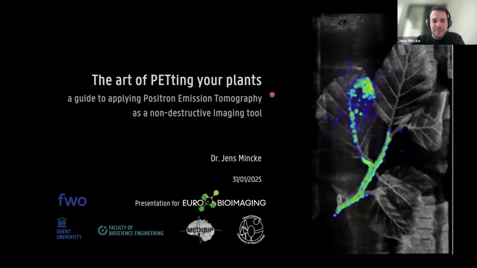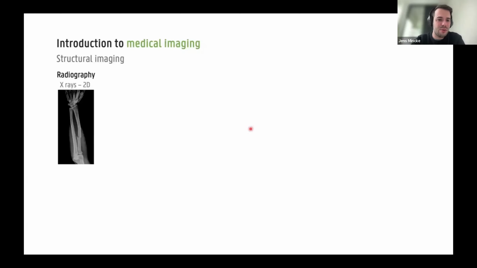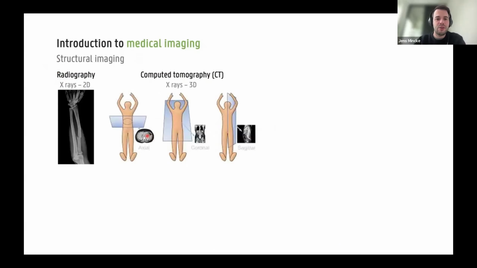But first I'm going to give a short introduction about medical imaging, what medical imaging can do. On the one hand, you have structural imaging, where the goal is to visualize a structure. For example, you have radiography, which uses X-rays to visualize a bone fracture. You also have the 3D variant, CT, or computed tomography, which uses the same technology, X-rays.